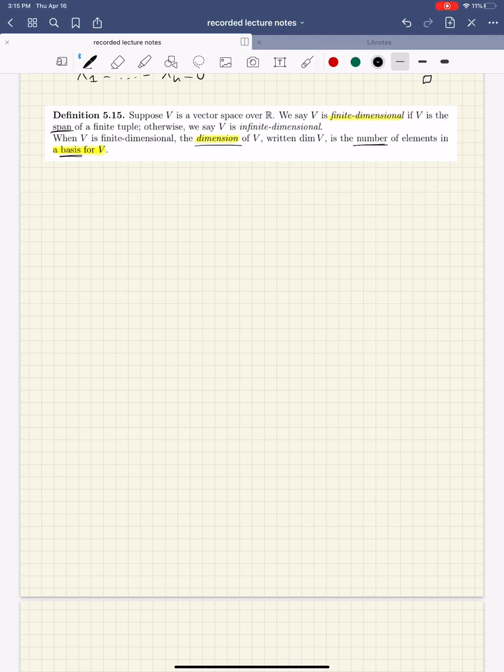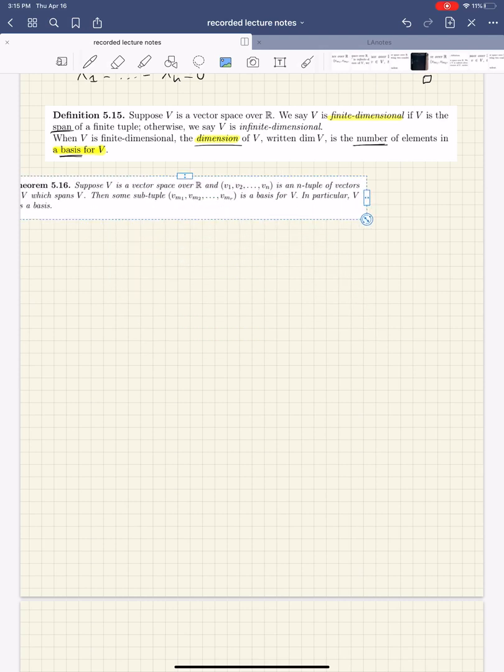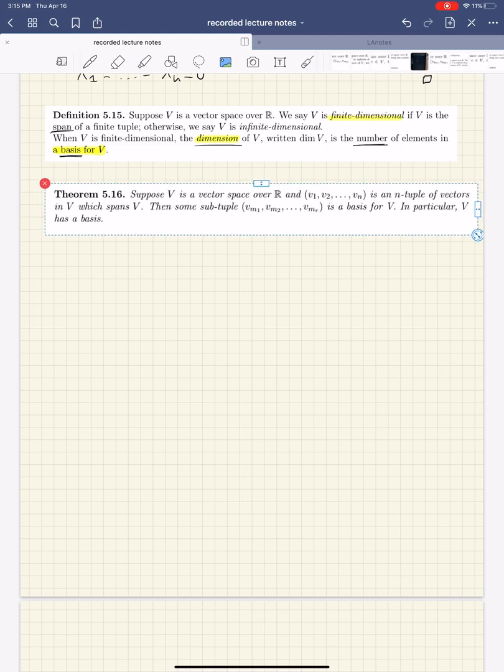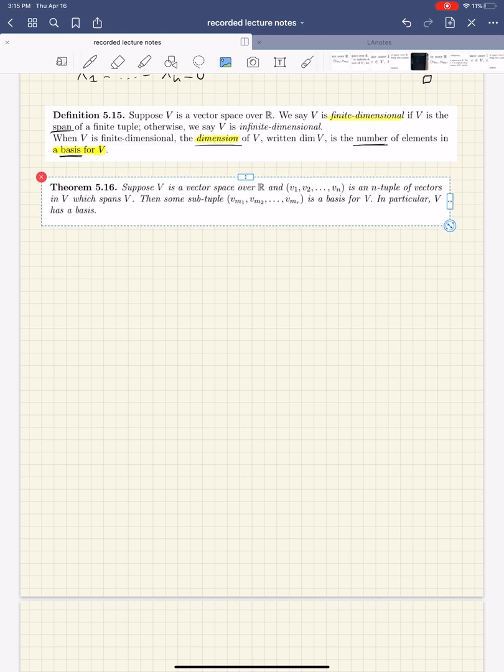But we're going to prove one last result for today. And this is basically answering the first question, whether or not if you have a spanning set there is a basis. This is true. So we'll show that if you have a vector space and you have an n-tuple that spans V, then not only do you find a finite basis, but you can show that a subtuple of that tuple is a basis.